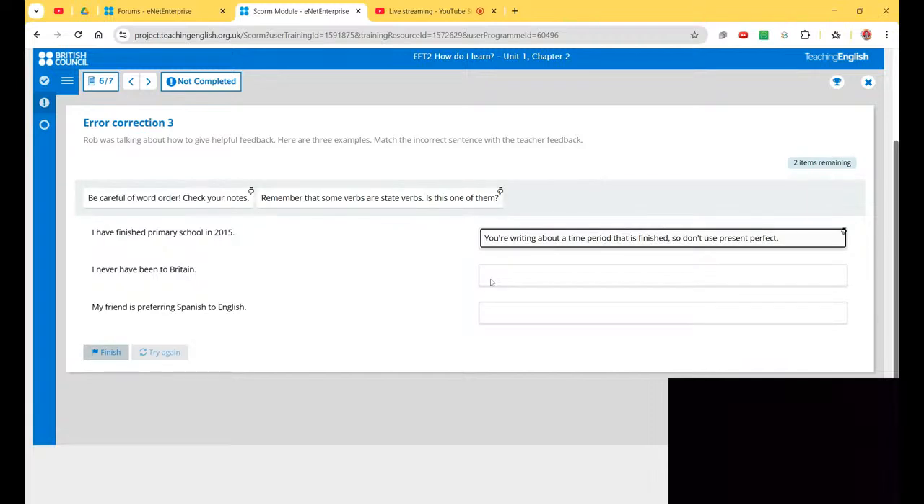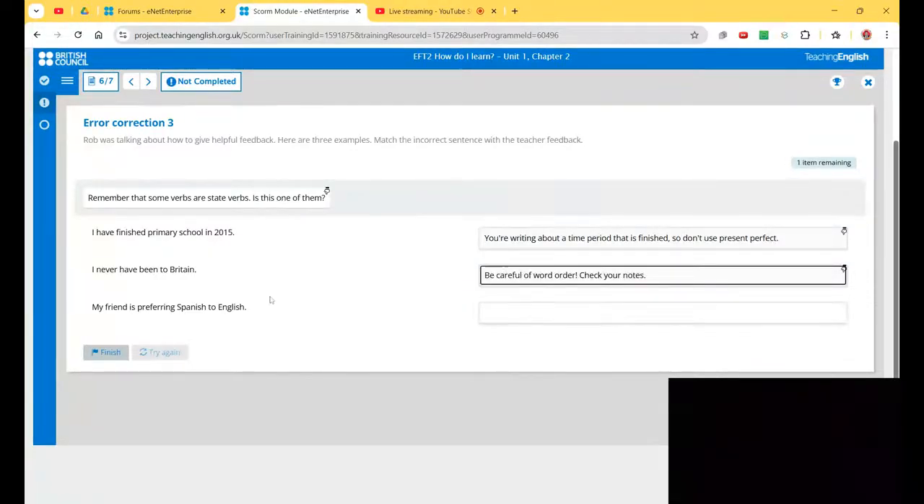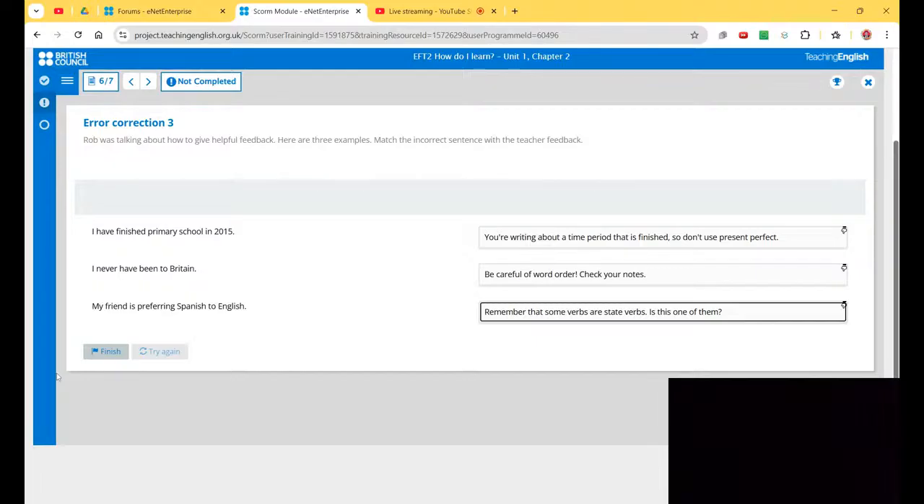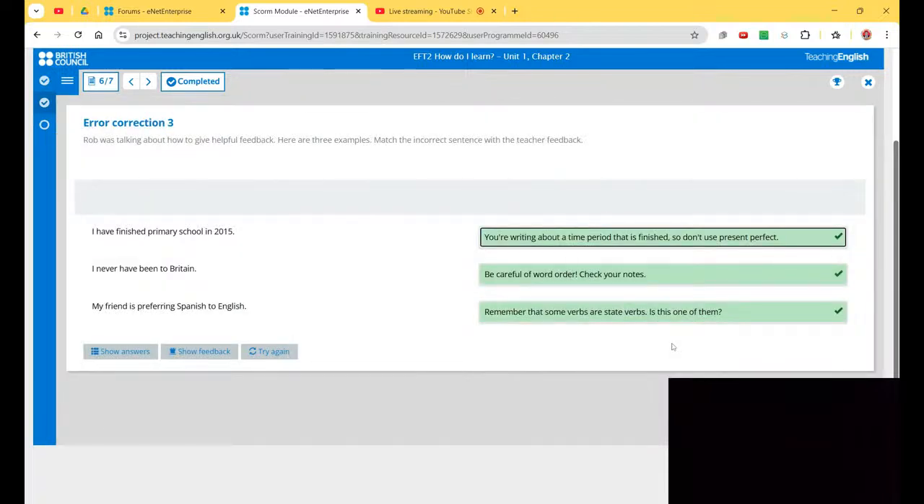You're writing about the time period that is finished. So the present perfect. Be careful with your word order. Remember that some stative verbs. Okay. You're writing about a time period that is finished. So the present perfect.